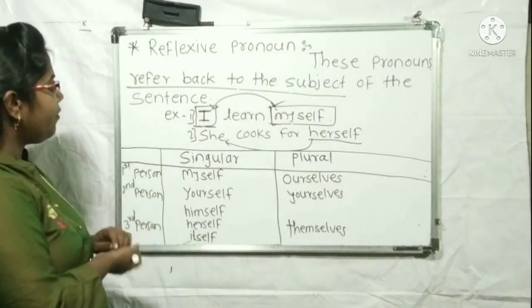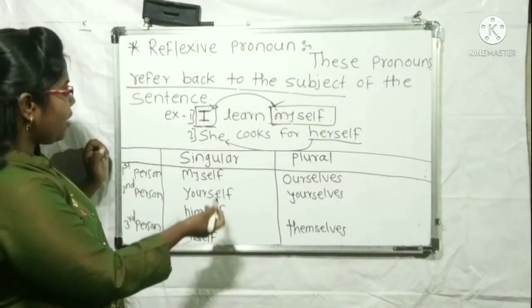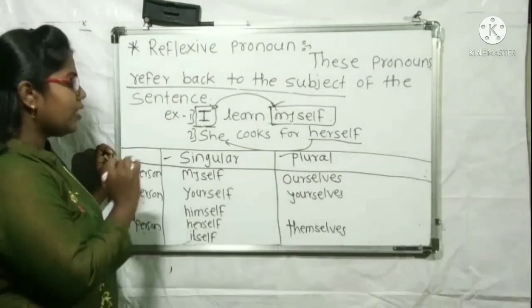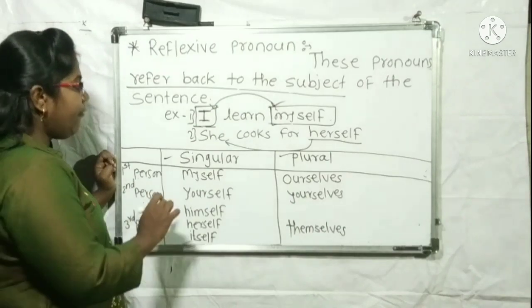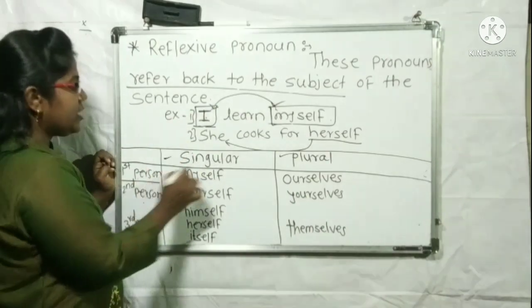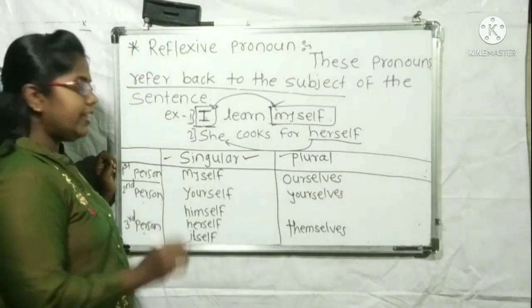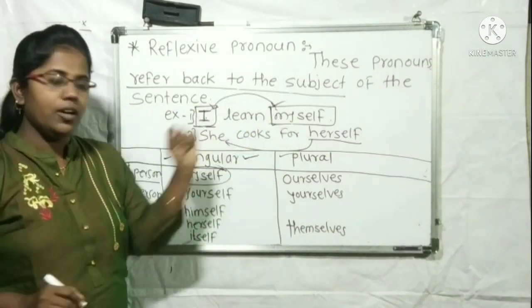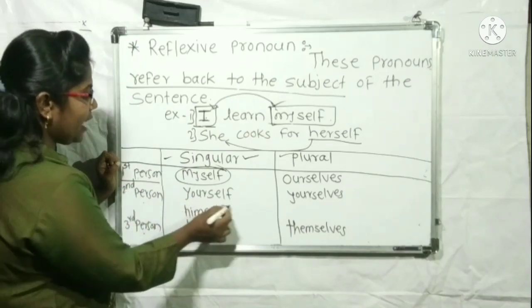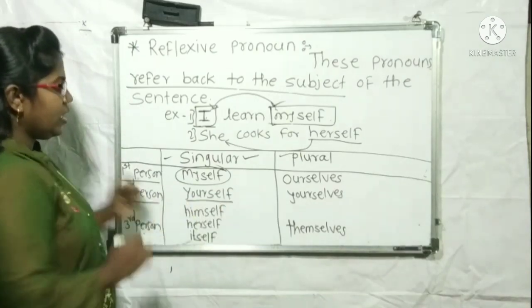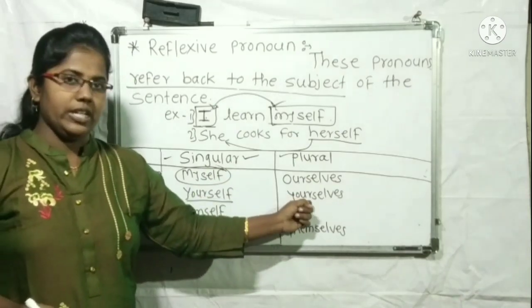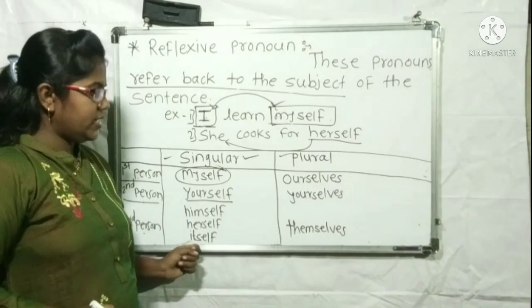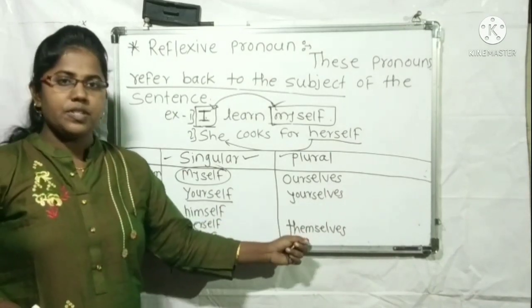Now which are those reflexive pronouns? Let's see. Here I have given the singular forms and the plural forms, again for first person, second person and third person. If the subject is first person and singular, then you have to use myself. Here I have used it. The next is second person singular, yourself, and plural, yourselves. Then third person singular, himself, herself and itself, and plural, themselves.